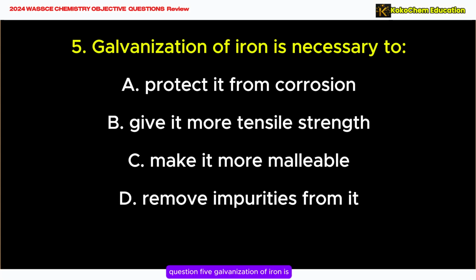Question 5. Galvanization of iron is necessary to A. Protect it from corrosion. B. Give it more tensile strength. C. Make it more malleable. D. Remove impurities from it. The correct answer is A. Explanation. Galvanization coats iron with zinc, which prevents it from rusting by acting as a protective barrier and sacrificial anode.